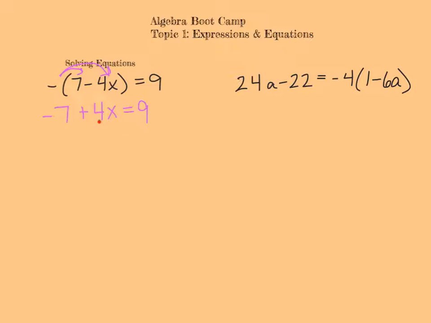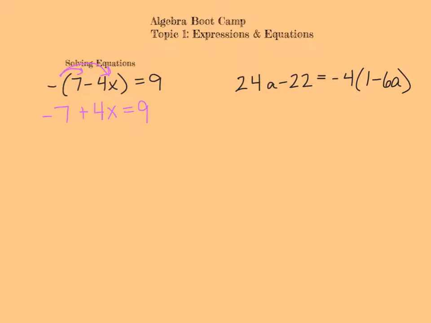This constant is not like this 4x. And the right side of our equal sign only has one term, so we cannot combine it with anything else. You can't combine the negative 7 and the 9 to get a 2. They are not on the same side of the equal sign. So all we're going to do here now is just solve.